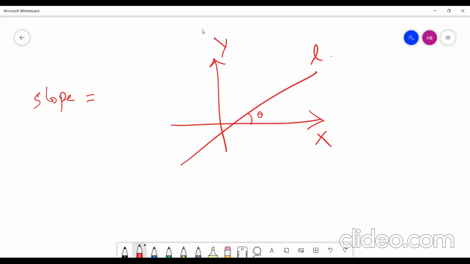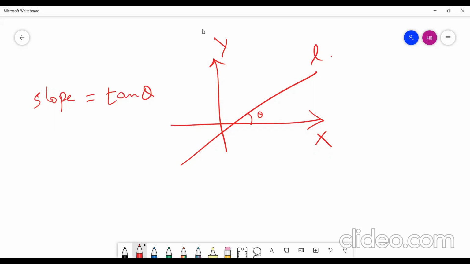Y minus x upon. Come on. I have given you this angle theta. Theta is the slope. Come on. Slope is not theta. Slope is equal to tangent of theta. Tangent theta. Correct. Cool.